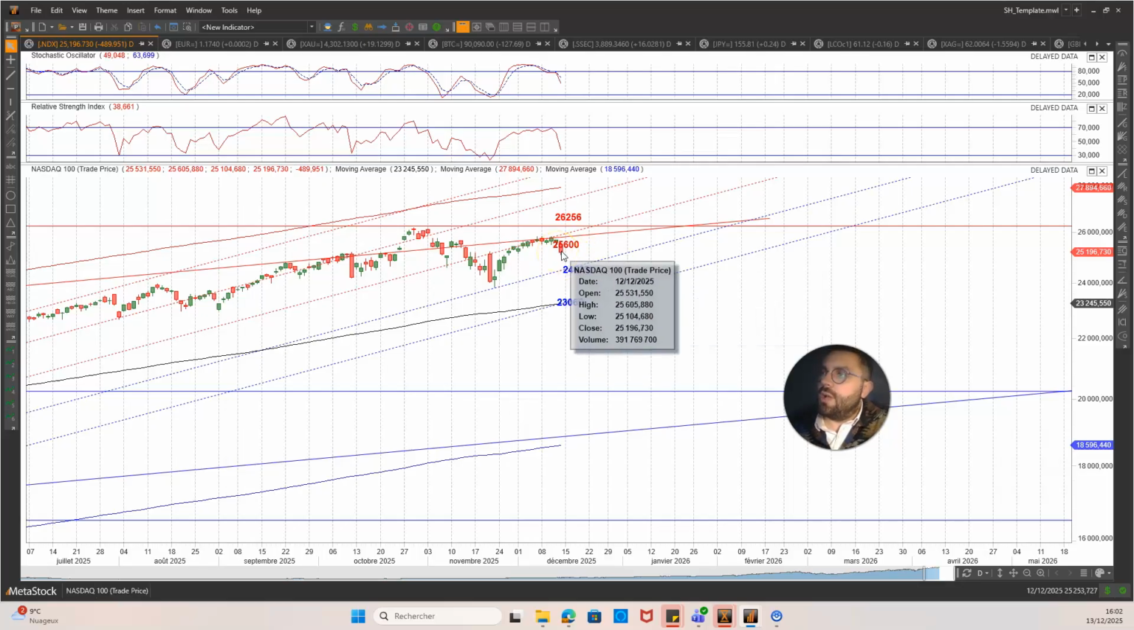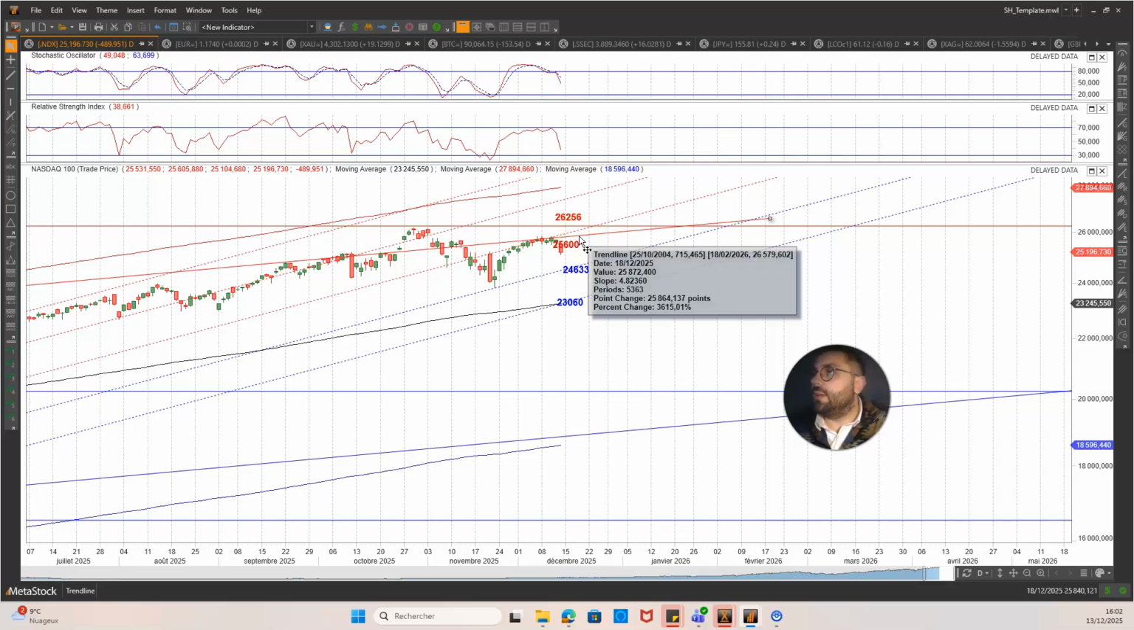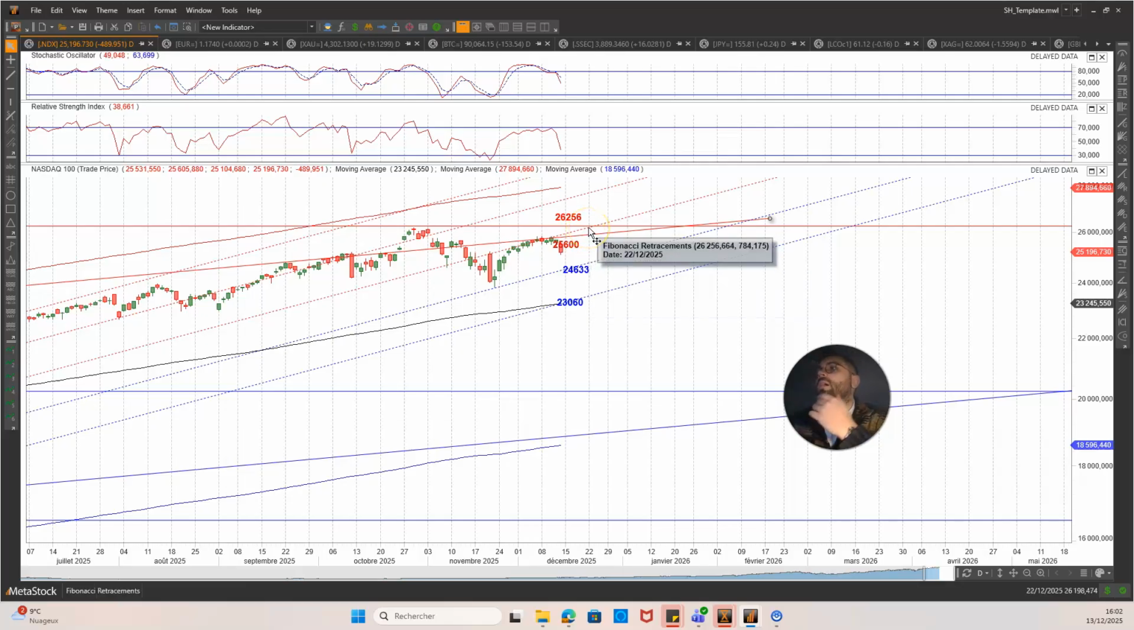If prices go upward, we have this resistance here, which is strong, and if it breaks through, we have this important take profits point as well, around 26,256, corresponding to the Fibonacci retracement resistance.